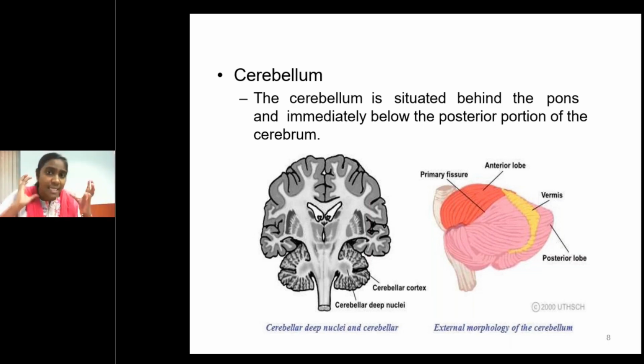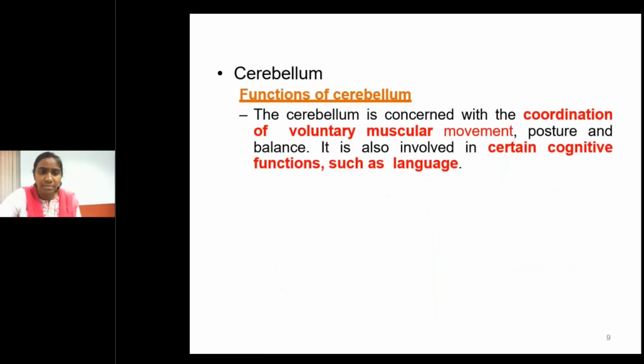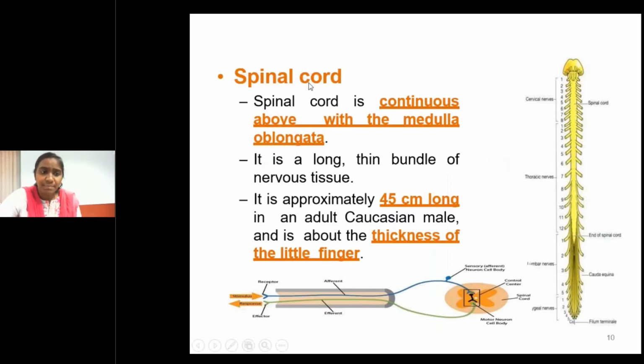If there is a cerebellum problem, or any injury occurs in the cerebellum, the patient can't stand properly. Unsteady gait, ataxia can occur, or a balancing problem may arise. Okay, next is the spinal cord.